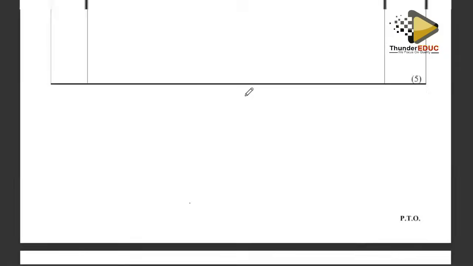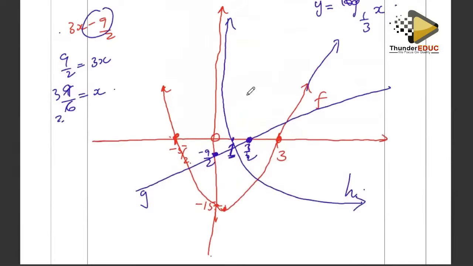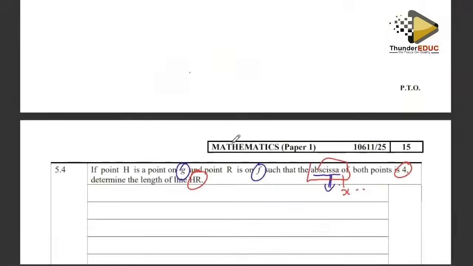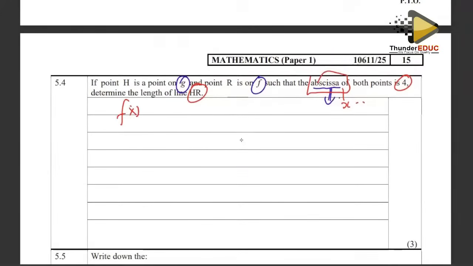So H is on G. R is on F. Then they want us to get this distance. If this is 4, we need to get the difference there. So step number 1, since we're looking for the distance, the graph that's above is F. So I'll say F minus G. So it's f of x minus g of x. Remember, our f of x is 2x squared minus x minus 15, minus 3x minus 9/2.